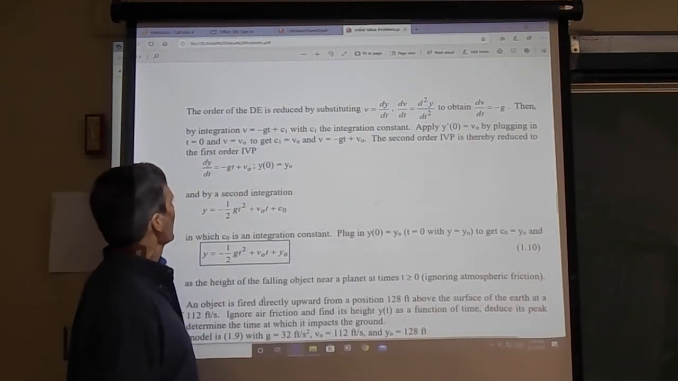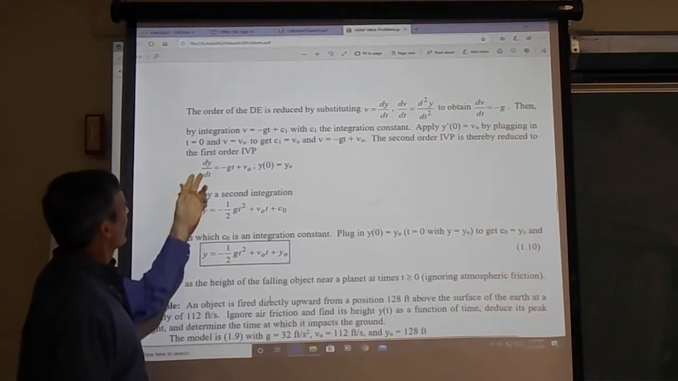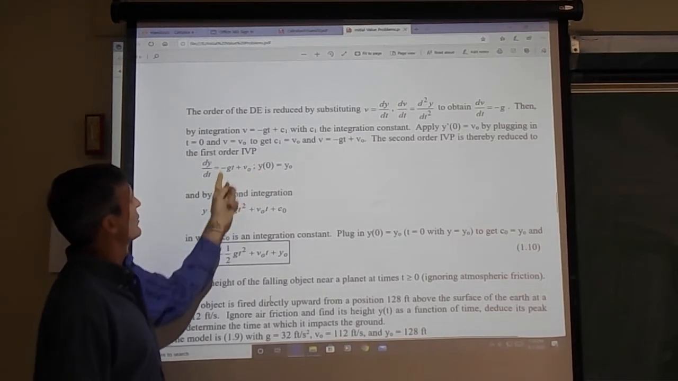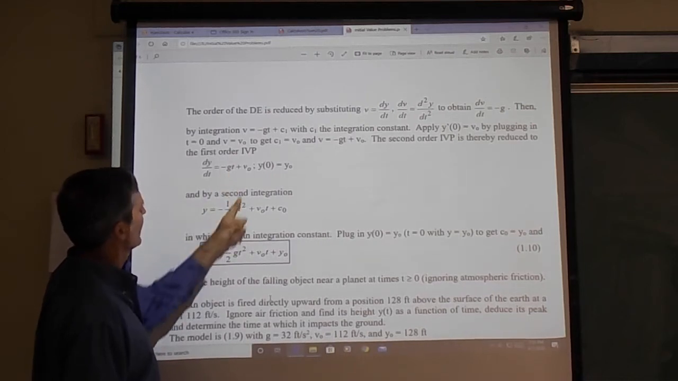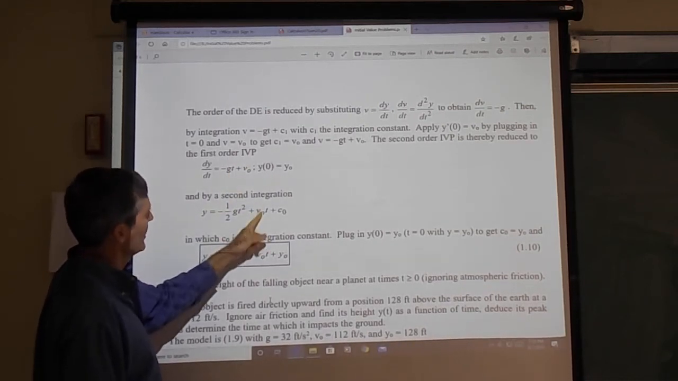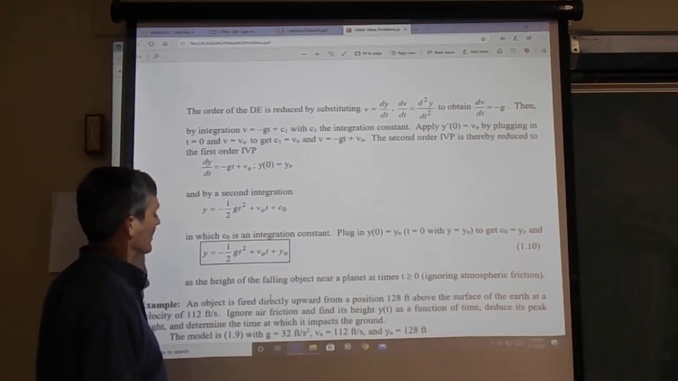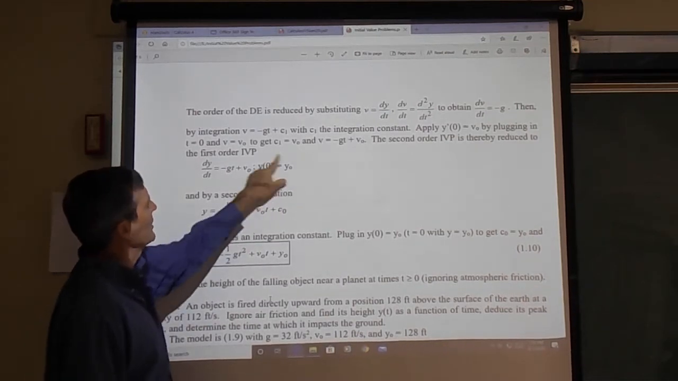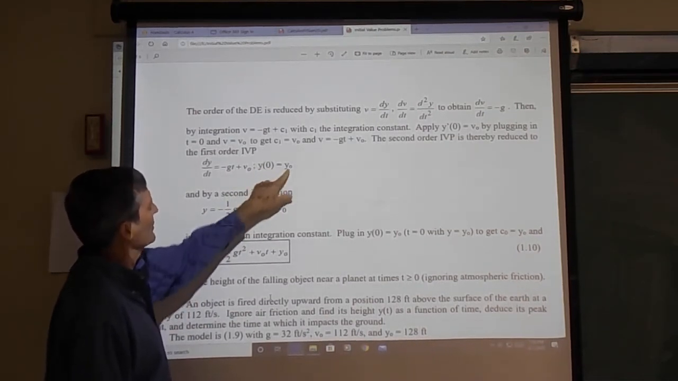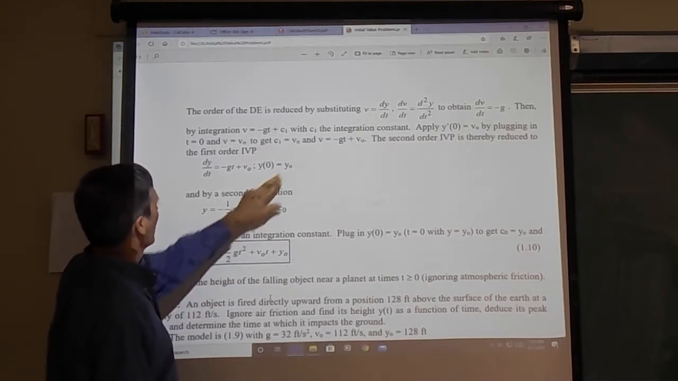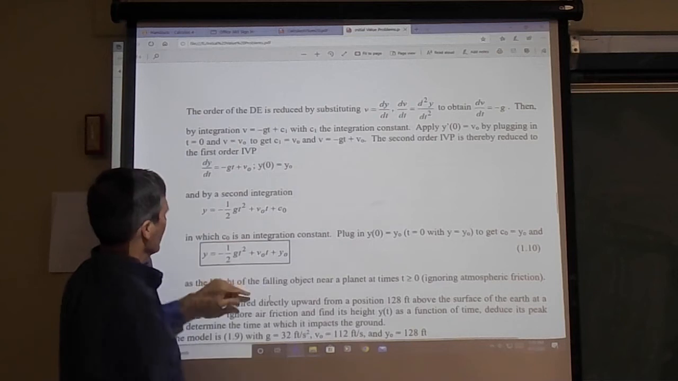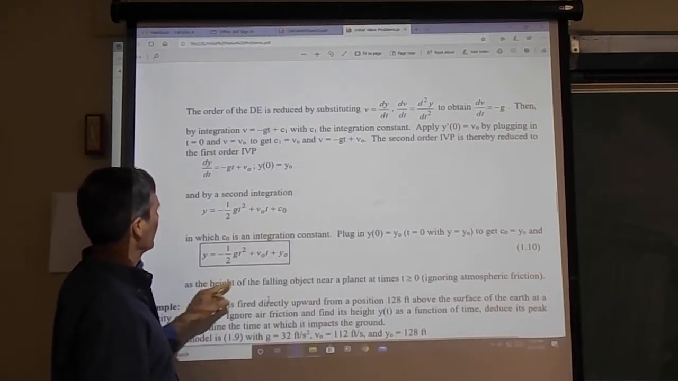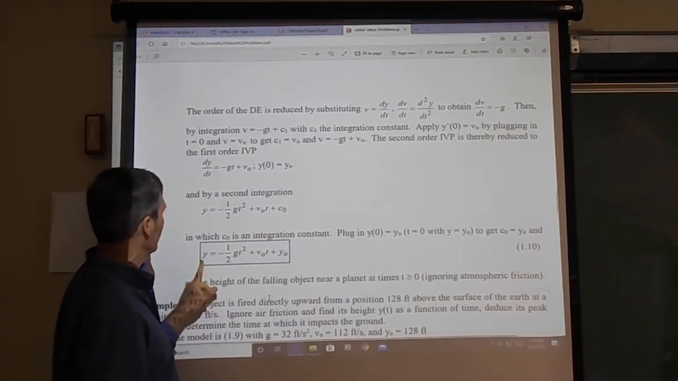Now we have a first order equation to solve for position. We can integrate both sides because this side depends only on t. Look what we get. y equals minus a half gt squared, integrating that term, plus v0 t here, plus an arbitrary integration constant, c0. Now we apply the initial position. y of 0 equals some number y0. Well, we put y0 here and 0 for t. We get c0 equals y0. And so now we have the unique solution of the initial value problem here.